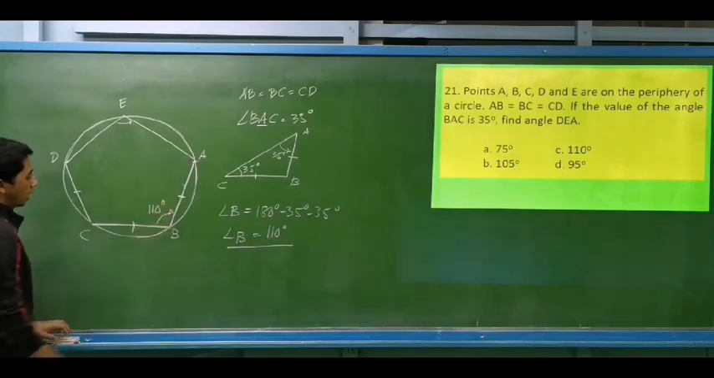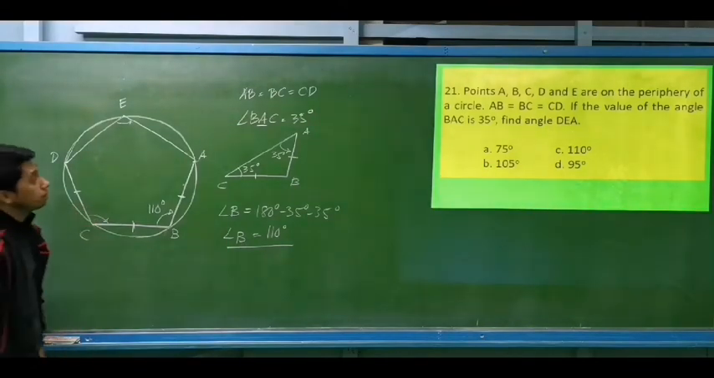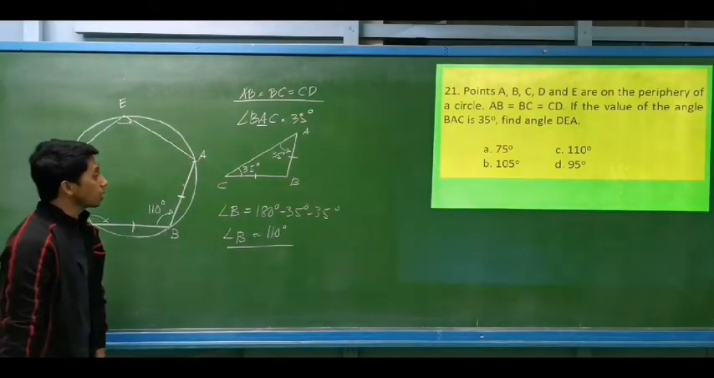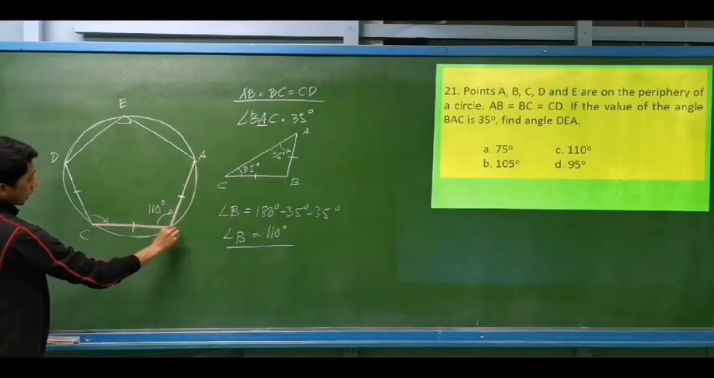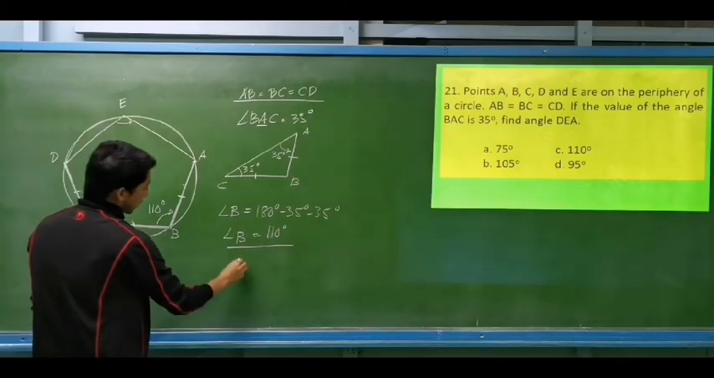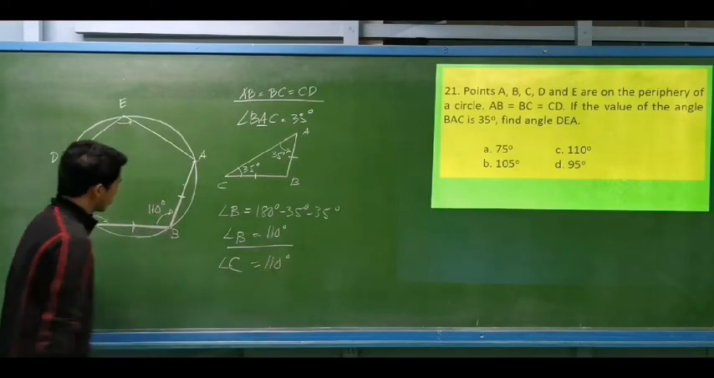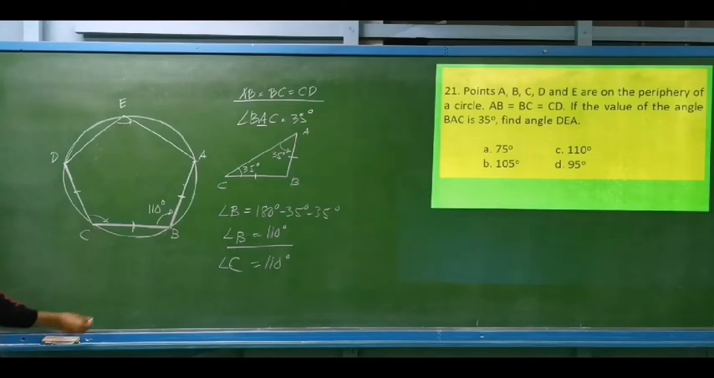So since alam na natin si angle B as 110 degrees, alam ba natin yung value niya angle C? Do we know this angle? Okay, alam ba natin yung angle na to? Okay, so balikan natin yung given. AB is equal to BC is equal to CD. So yung side na to equal dito, tapos equal din dito. So can we conclude that angle C is the same as 110 degrees. 110 degrees din ito. Okay? So, pareho lang siya as 110.